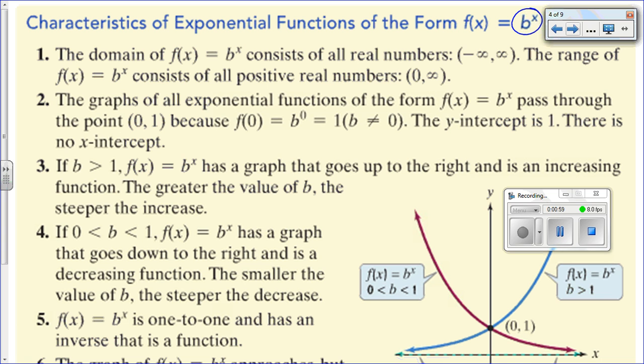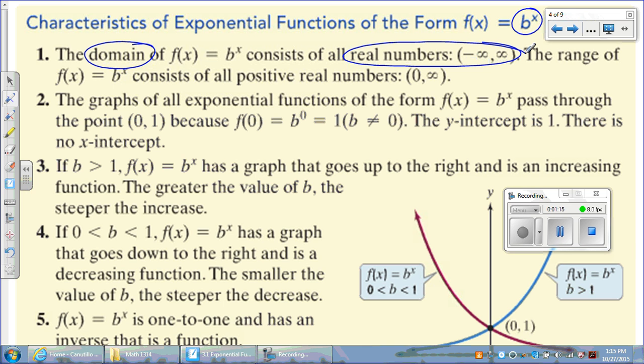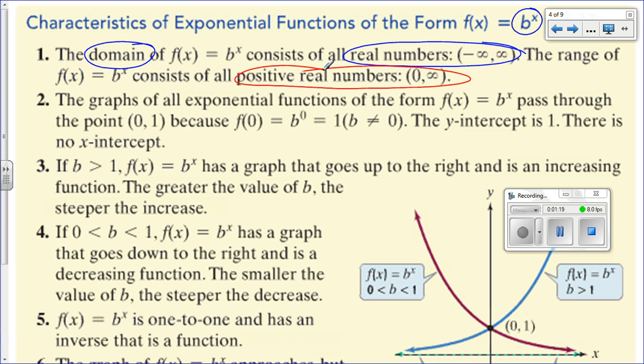The domain could be any real number, and that is why we use the interval notation from negative infinity to positive infinity. And for the range, remember range is the y values, we go from 0 to infinity without including 0.